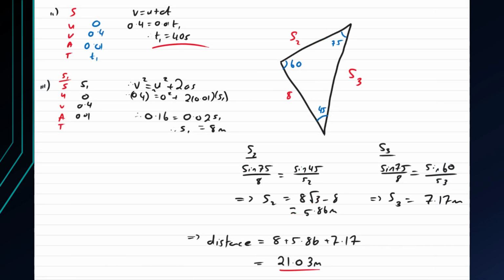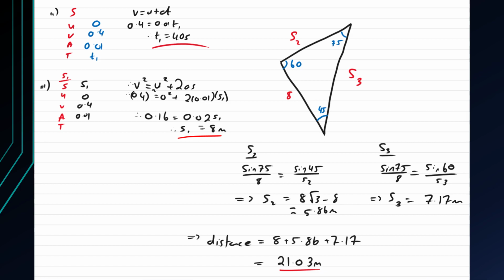So here's part 2 and part 3. Part 2 is a simple SUVAT. So v equals u plus at, 0.4 equals 0 plus 0.01 t, so t1 is 40 seconds. The third part, you can find S1 with a SUVAT as well. So you get S1 is 8 after you do that. And then you end up with this.